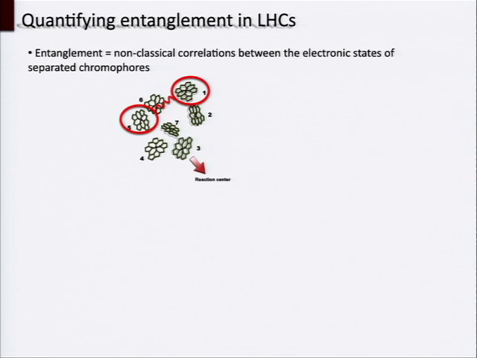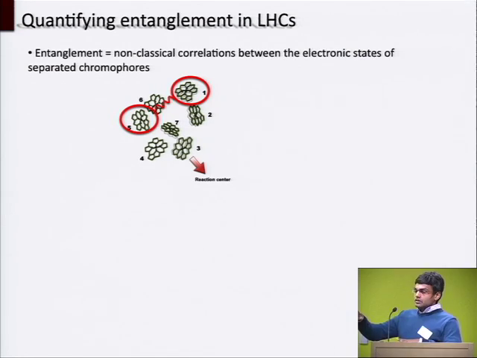Before I do that, let me clarify what I mean by entanglement in these light harvesting complexes. I've shown you that they're mostly composed of chlorophyll or pigment molecules that are spatially separated. And by entanglement, what I mean is non-classical correlations between the electronic states of spatially separated chromophores. Okay? So chromophores are spatially separated, and they have some electronic degrees of freedom which are moving around. And if you have non-classical correlations between them, that's what I'm going to call entanglement.